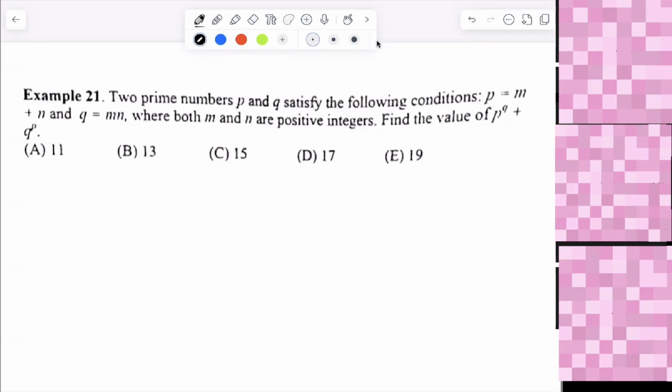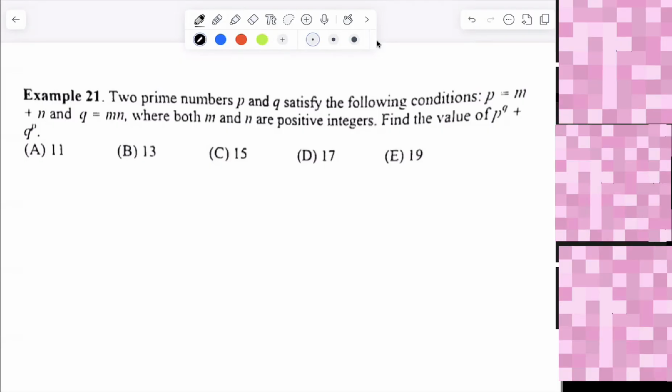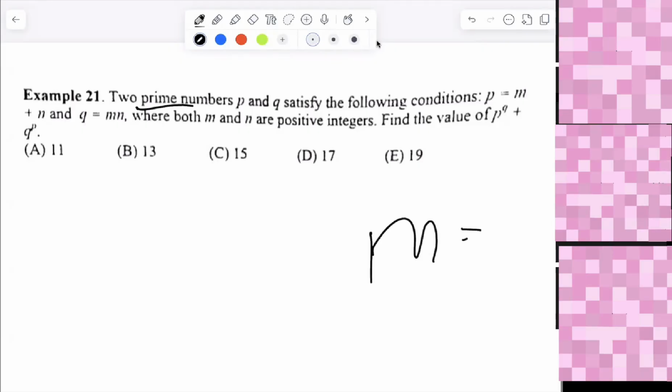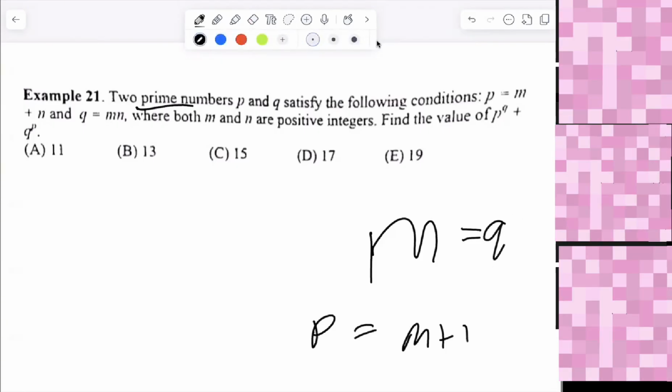This means that one of M and N must be 1. Why? Since they're prime. Make sure to read the question. It says prime. Since these are prime, let's say N is 1. Then M is equal to Q. And then M plus N is just M plus 1, which is just P. My bad, M is equal to Q.